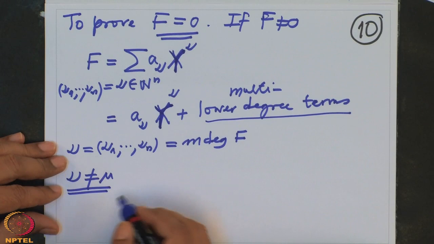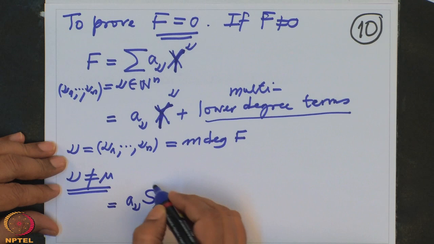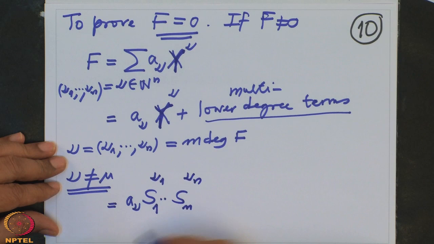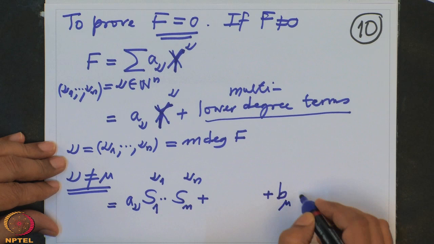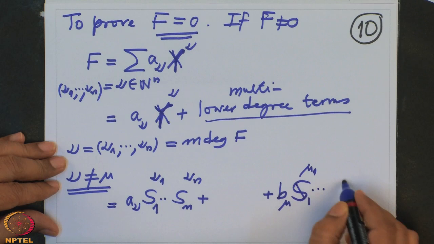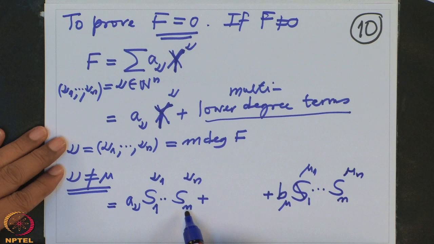I will get nu 1, s1 power nu 1 ... sn power nu n, and somewhere else, if there is some term here, you will get some b mu, s1 power mu 1, etc., sn power mu n. Now I want to say something about the multi-degree of this one.